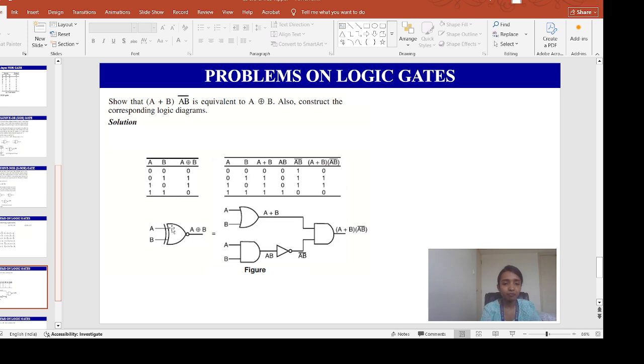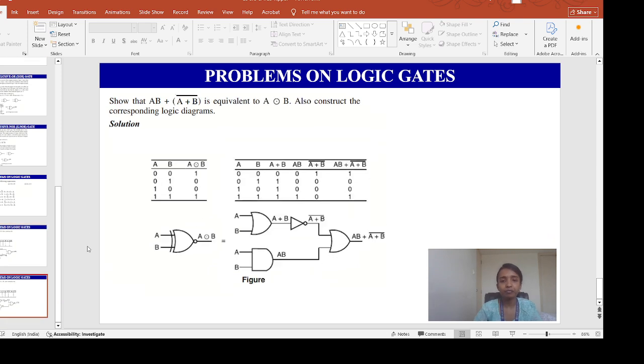A XOR B, we already know this is the logic symbol of A XOR B. Okay, and how will we implement it? A plus B, this is the OR gate, right? This is the OR gate, and this is your AND gate. So A plus B, but we need AB whole bar. So we have to invert it. We will put a NOT gate here. So AB whole bar and A plus B, we have to AND them. So we will put an AND gate here.